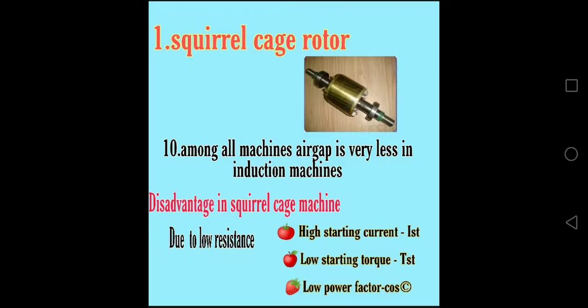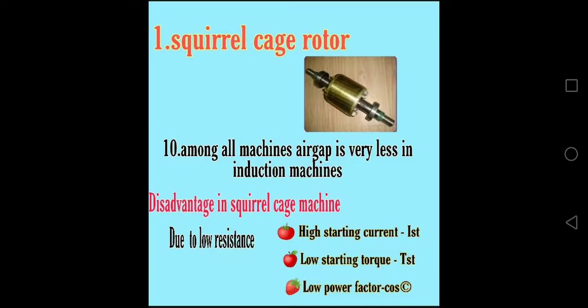And one more: low power factor. From the impedance triangle method, cos phi is proportional to R by Z. If R is less, then cos phi is also less. R means rotor resistance; if it is less, then the power factor is also less. So these are the three disadvantages in the squirrel cage induction machine.